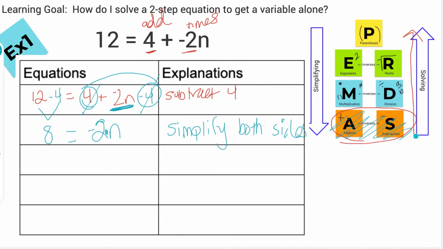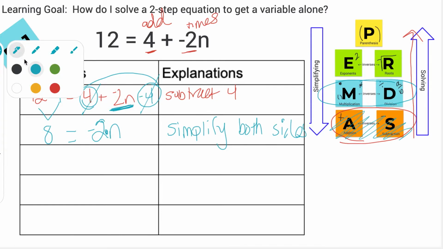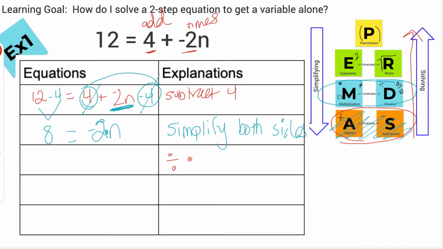So this is where I'm working backwards because I'm solving. I deal with multiplication and division using inverses. Remember, that is a multiplication. And so what I'm going to need to do next is get rid of this times negative 2. And the way we get rid of a times negative 2 is I'm going to divide by negative 2 on both sides, okay? So now I show that. I'm going to take the left and divide by negative 2, and I'm going to take the right and divide by negative 2. Now I simplify each side.